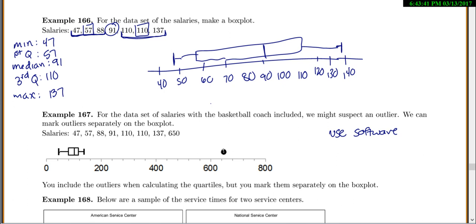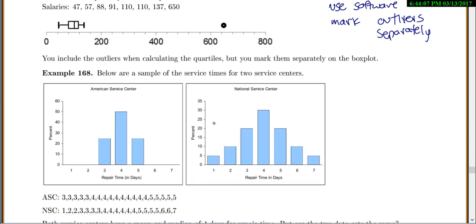And so when you use the software, it will usually calculate the outliers for you, and it'll mark them as little dots. And we'll actually see some other examples of that. And basically, we mark outliers separately. If we didn't mark the outlier separately, then it seemed like we had one really, really long whisker, and my distribution would look inaccurate.